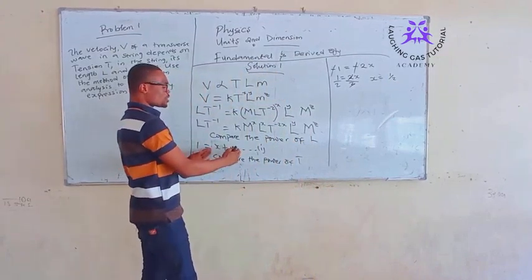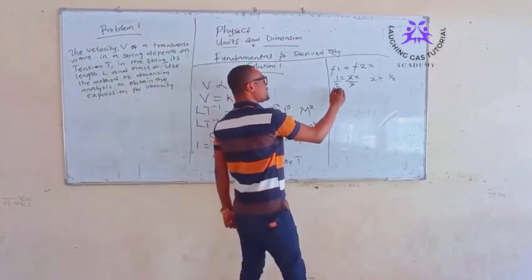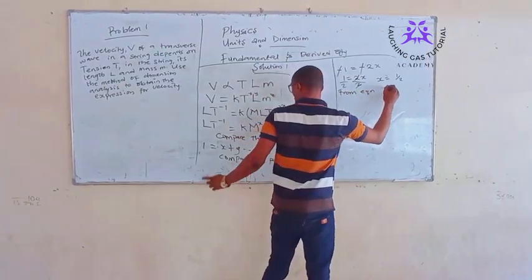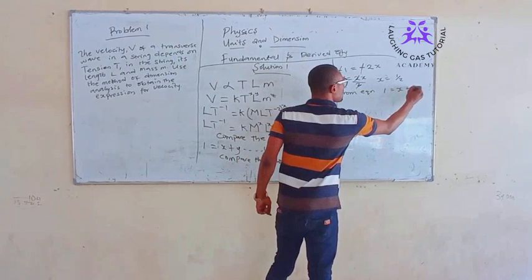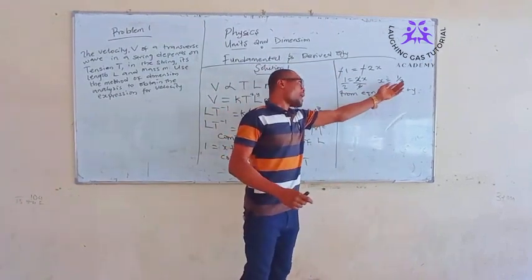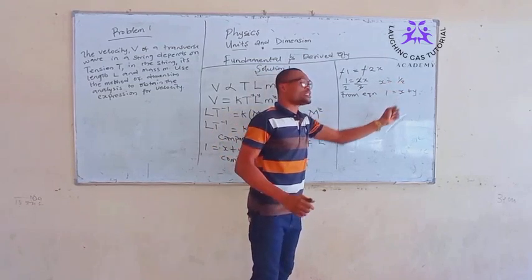Remember, we already established from equation 1 that 1 is equal to X plus Y. So in order for me to find the value of Y, I'm going to substitute the value of X into this equation.